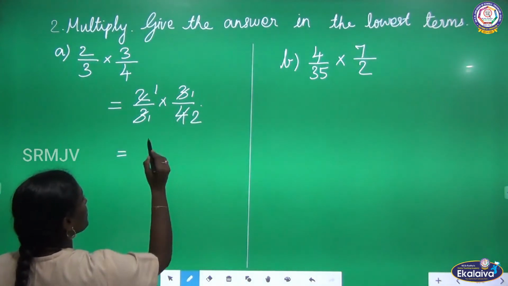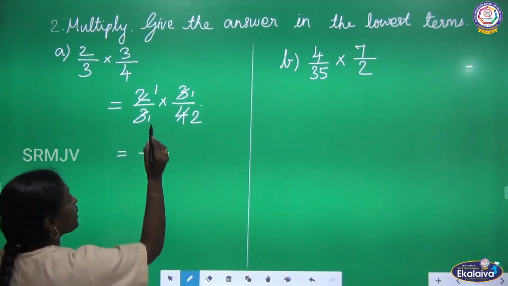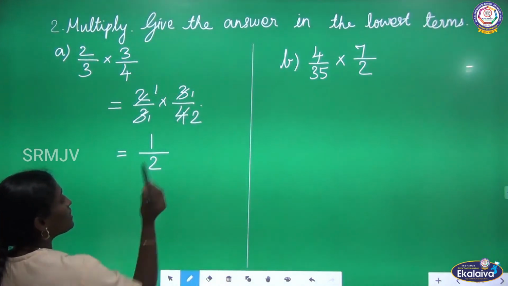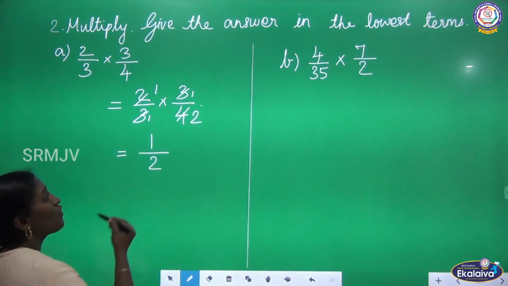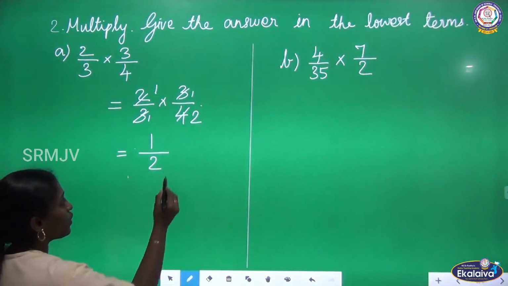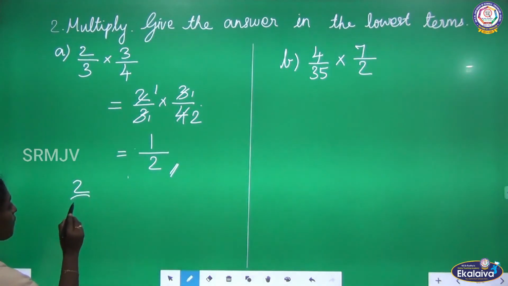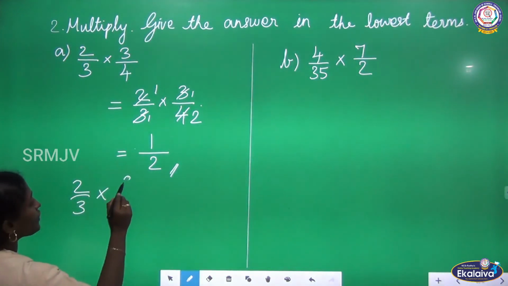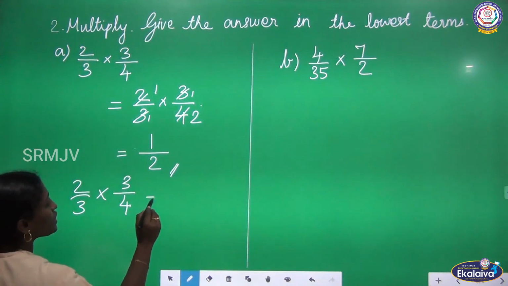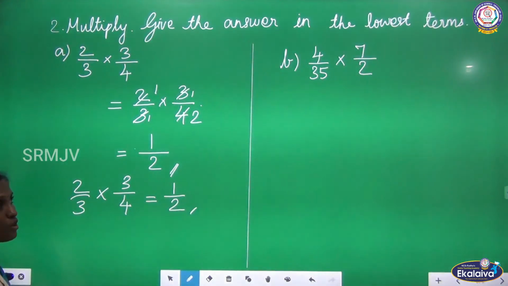Here 1 into 1, 1 divided by 1 into 2, 2. We are multiplying the numerator numbers and the denominator numbers. We got 1 and 2. Here this is the lowest term. 1 by 2 is the lowest term. So 2 by 3 into 3 by 4 is equal to 1 by 2. The answer is in the lowest term.